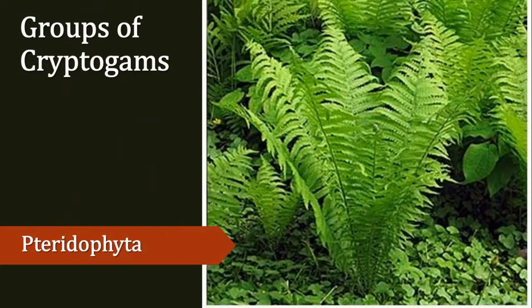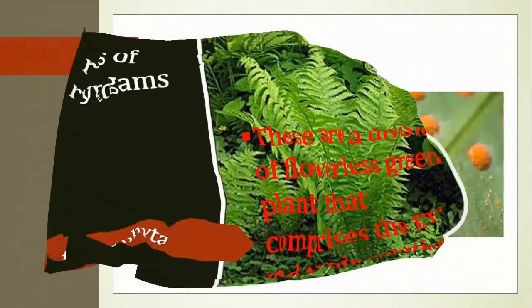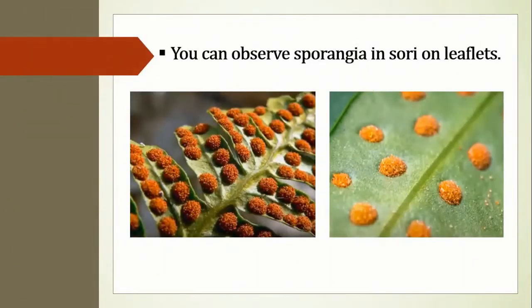Now next we will understand about Pteridophyta. These are a division of flowerless green plants that comprises the ferns and their relatives. Students, you may have seen ferns among the ornamental plants in the garden. Take a leaf of a fully grown fern and observe it carefully. You can observe sporangia in sori on leaflets. Sporangia means a cellular structure in which spores are formed. Sori is a cluster of sporangia in fern.